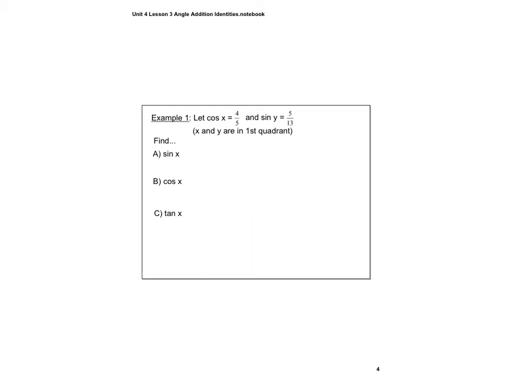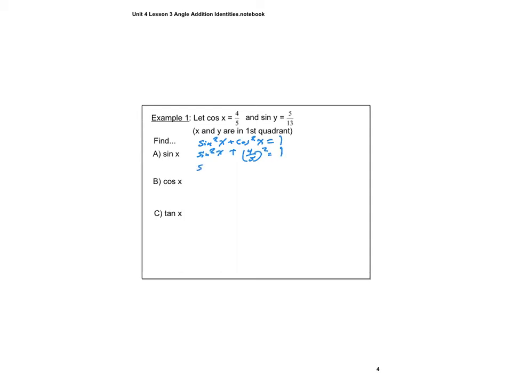Down here it says to find the sine of x. To do so, we're going to have to use our nice formula of sine squared plus cosine squared equals 1. Well, we do not have the sine of x. That's what we're trying to find. We have the cosine of x. It's 4/5.